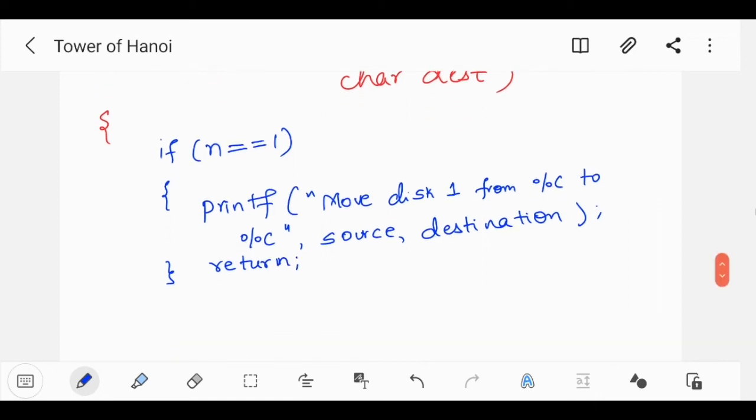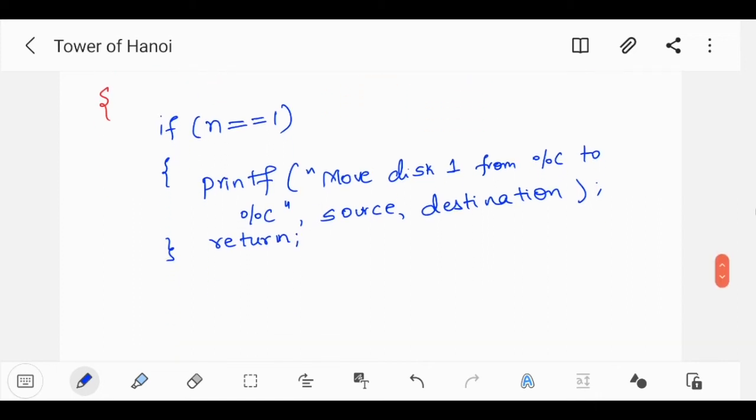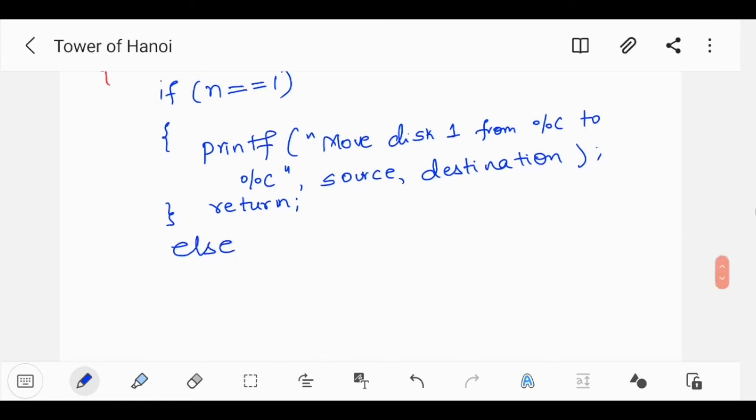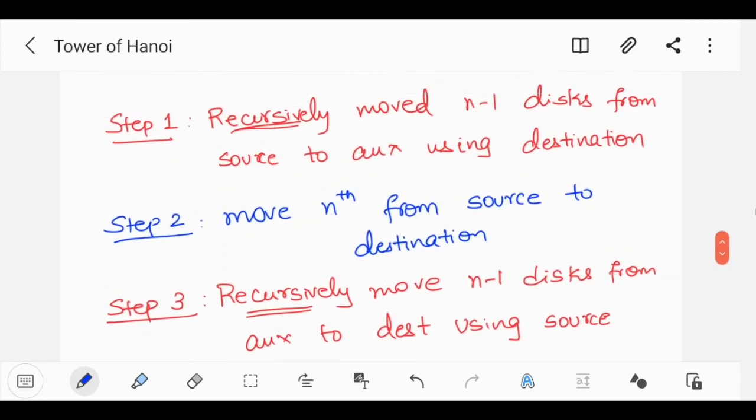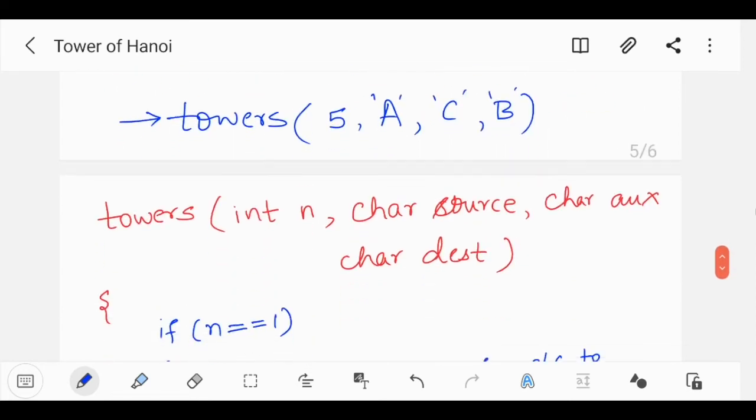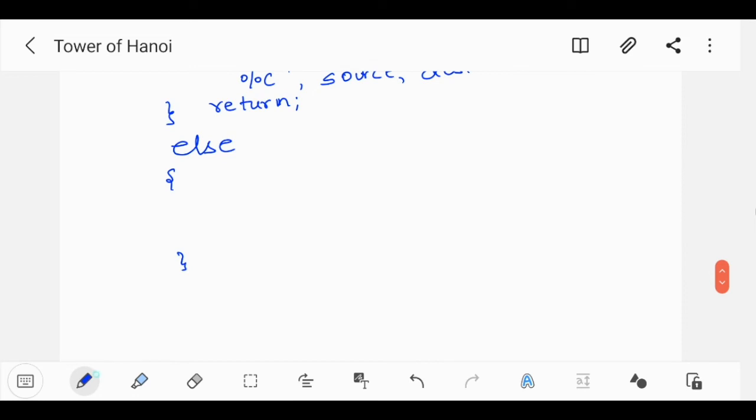Okay, after the base case I should write the other set of steps. So yeah, the set of steps according to step 1, step 2, step 3 that we wrote here, right? So I have to make a call to towers here, then have a printf statement in step 2, and again make a call to towers, right? So let's put that here in the else clause.